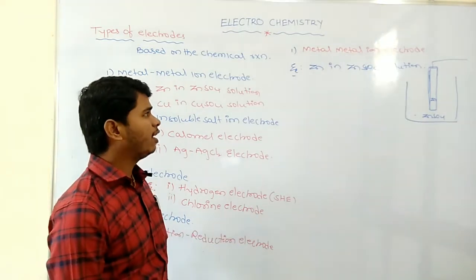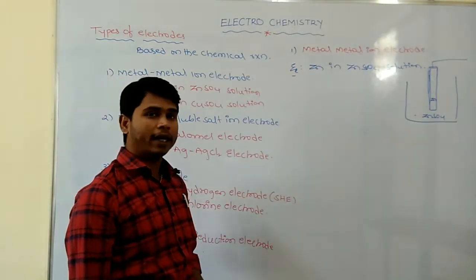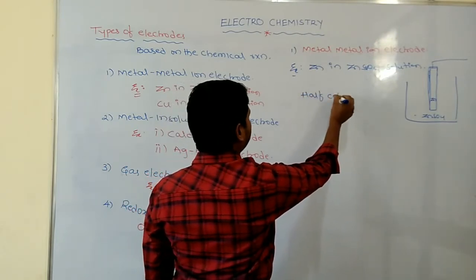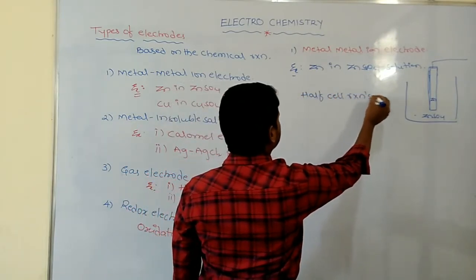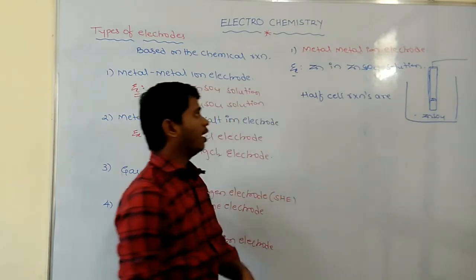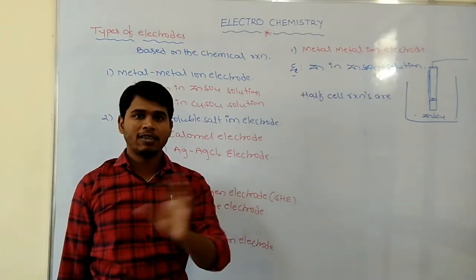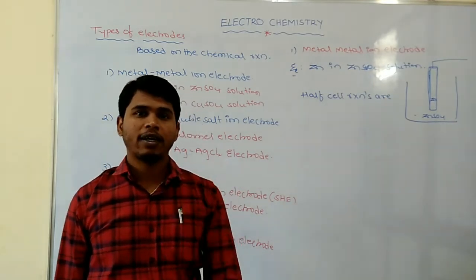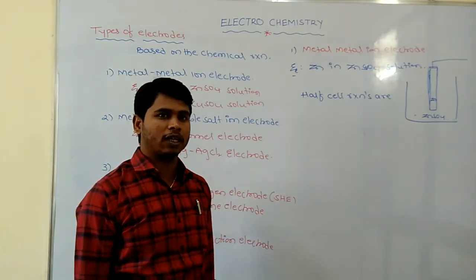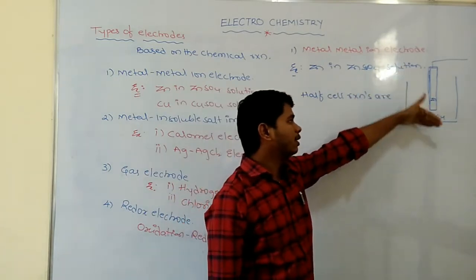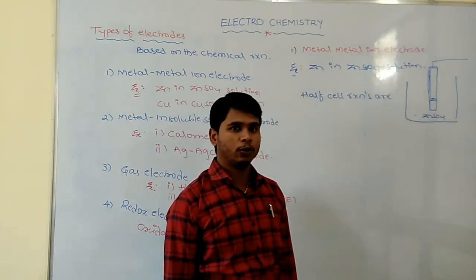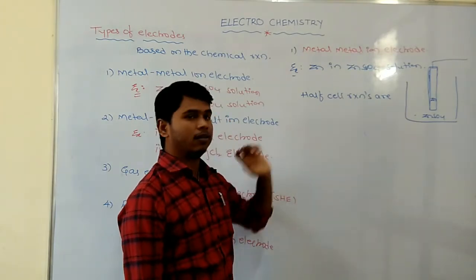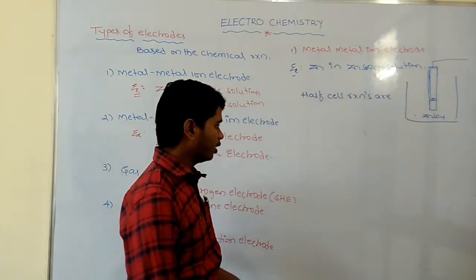So what are the half cell reactions that occur in the metal ion electrode? Zinc in zinc sulfate is not a complete electrochemical cell. We are discussing only one particular electrode, that is, one half cell, where the zinc metal is dipped in a zinc sulfate solution. Let's discuss what type of chemical reactions occur, nothing but the half cell reactions.